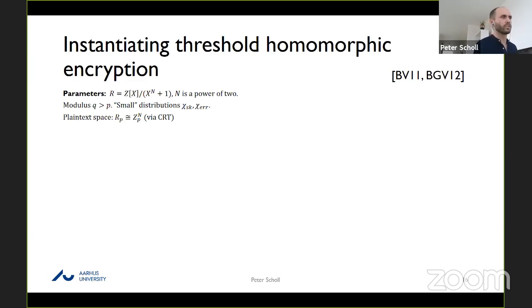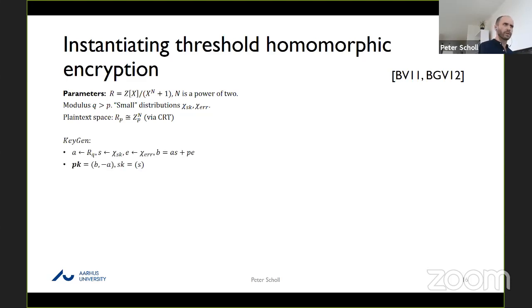As well as the plaintext modulus p, we have a ciphertext modulus q, and then some small distributions to sample the secret key and some error terms from. And the plaintext space is going to be the ring R reduced modulo p. And if we choose the parameters carefully, then we can use the Chinese remainder theorem to decompose R_p so that it's a direct product, giving us n copies of Z_p. So this means the plaintext space is not Z_p itself, but it's actually vectors of length n over Z_p.